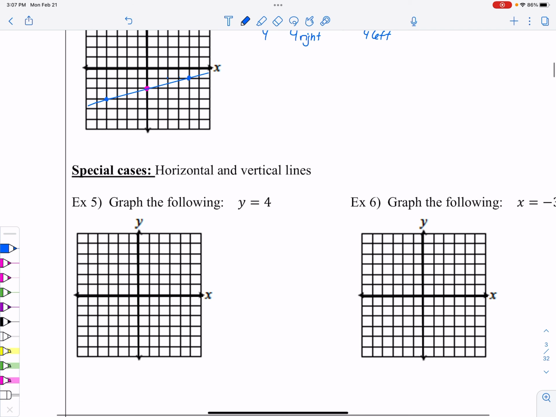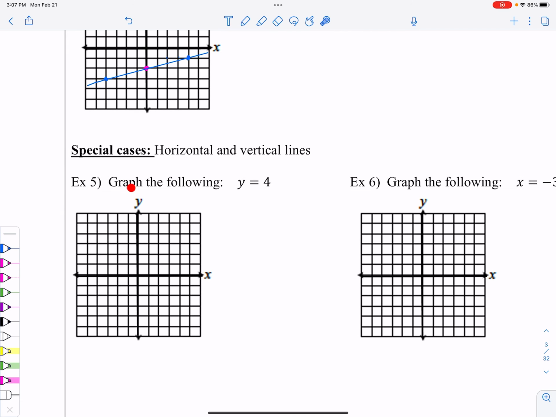And again, our horizontal and vertical lines are special cases. So here it says graph the following, y is equal to 4. So y is equal to 4, we need to remember that that is a horizontal line because y is equal to. If you forget, if it says y is equal to, that means it's going to be intersecting your y-axis. So we're going to find a point at 4. 1, 2, 3, 4. Okay, right there. And then you're going to want to draw a line that cuts through that axis. So y is equal to is horizontal.